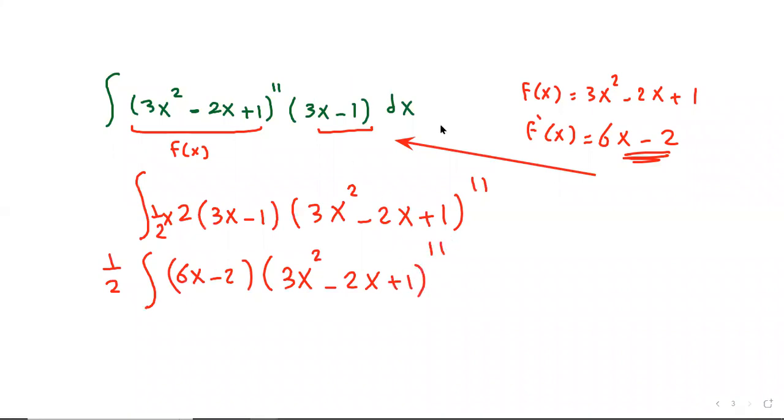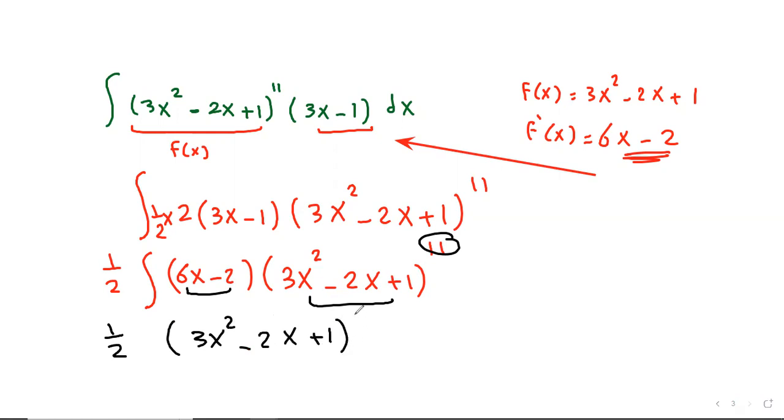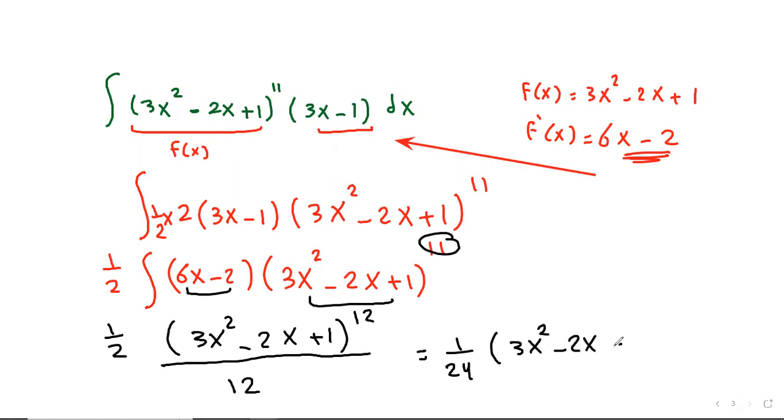Now we can apply the rule. Here it's the function, and here it's the first derivative. So it's a half as it is, add 1 to the power, and write the function as it is, 3x squared minus 2x plus 1. Add 1 to the power, it will be 12, then divide by the new power, which is 12. So it will be 1 over 24 multiplied by 3x squared minus 2x plus 1 to the power of 12, and don't forget to write c.